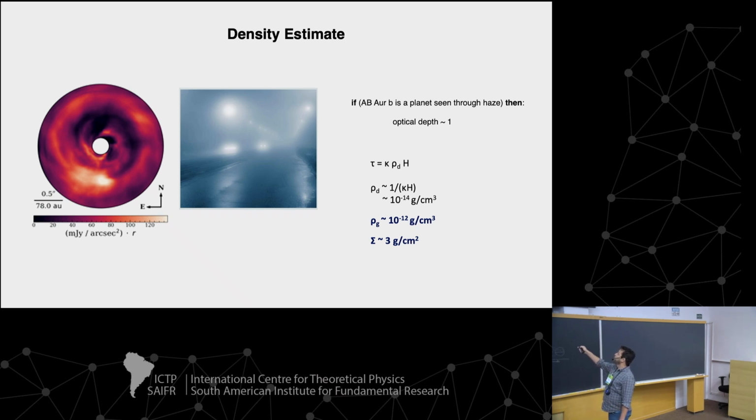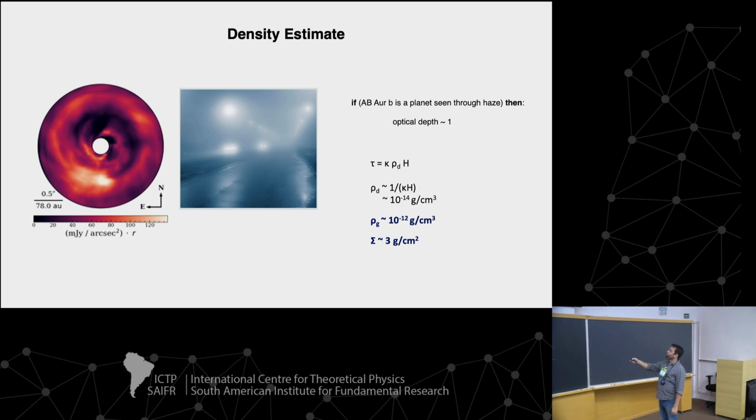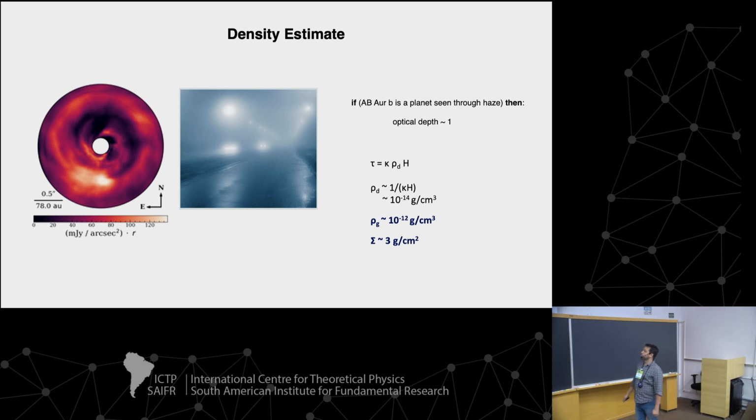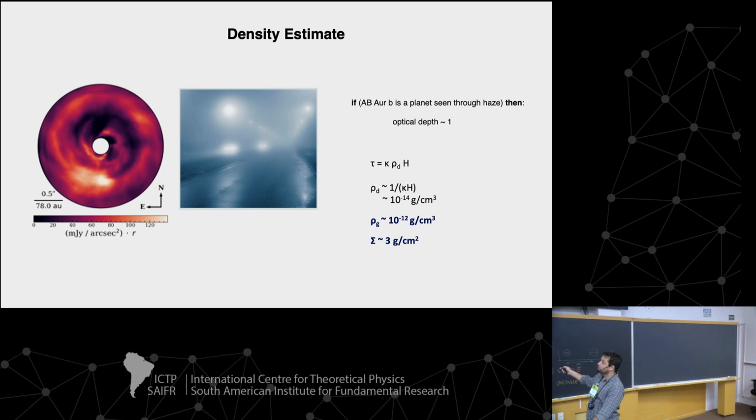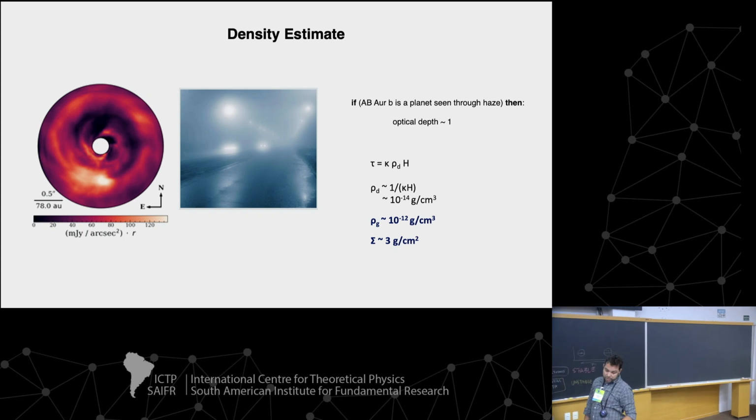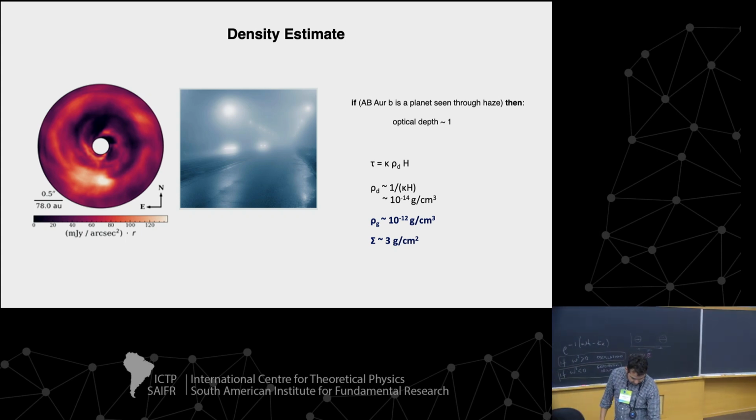So if you play this game, if you know what the opacity of the gas is and the scale height of the disk, which you know given the temperature, you find that the density is about 10 to the minus 12 grams per cubic centimeter. Integrate that in height, you have a column density of 3 grams per square centimeter.